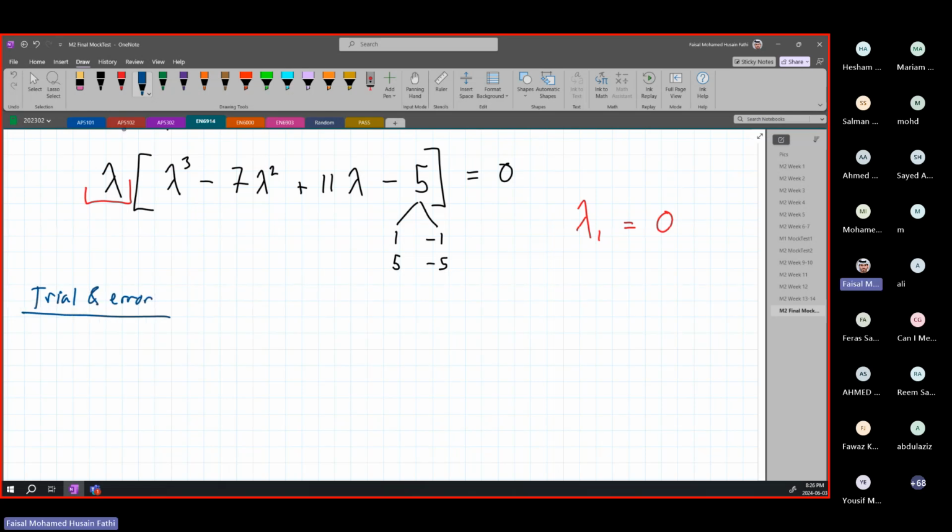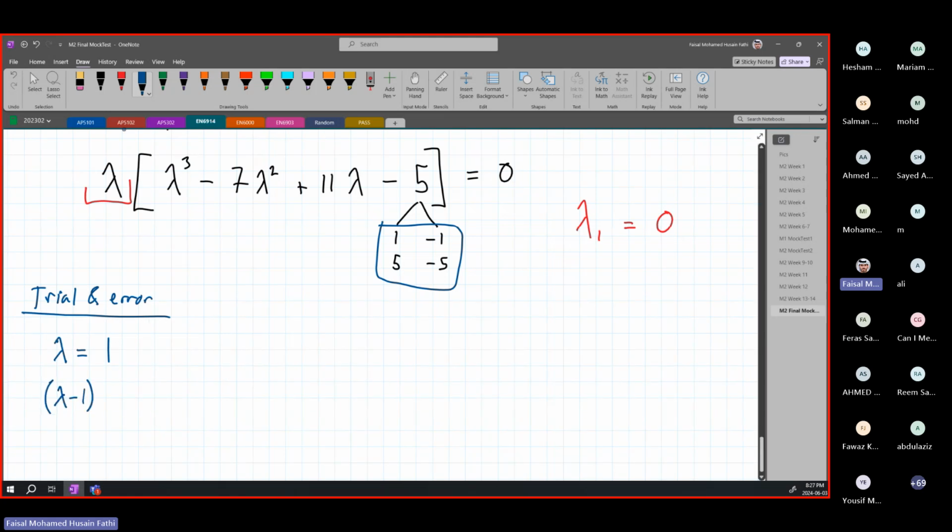And we're going to plug it in until we get a value of 0. So let's try with 1. Let's start with the simplest one. So when lambda is equal to 1, in other words, what do we mean? We mean that the factor of it is lambda minus 1. Okay, this is what lambda equal 1 is. Because if we plug in this 1 into this equation, we're going to get this as 0.